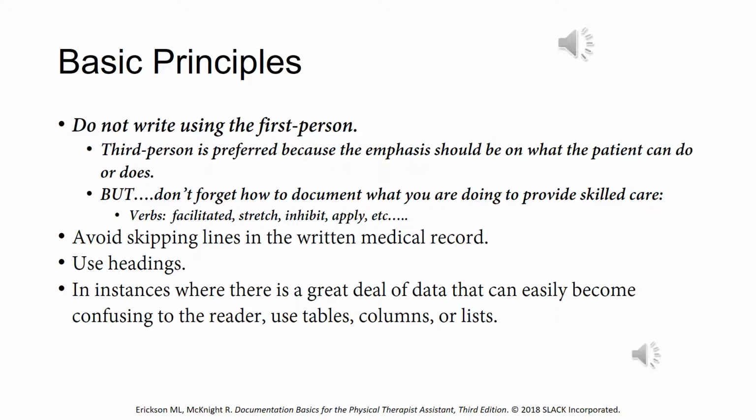So an example of that would be patient ambulated 30 feet with the forward-wheeled walker with the PTA providing minimal assistance and manual cues at the right quadricep for extension during the stance phase of gait. So kind of a long-winded example, but that shows how you can write in the third person, but then again, not forget how to write what you as a PTA are doing to make it a skilled care session.